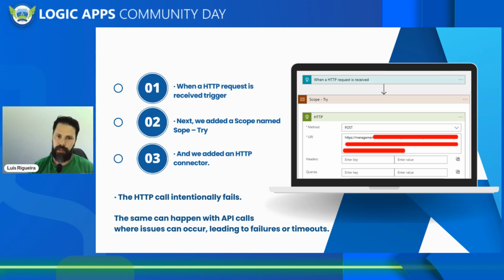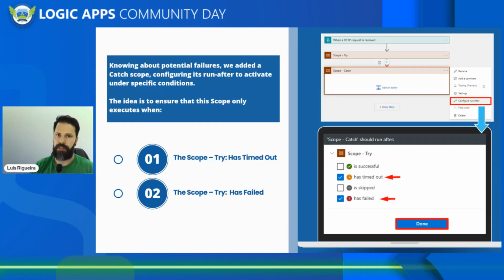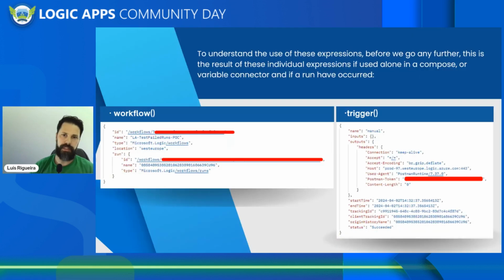The HTTP call intentionally fails. The same can happen with API calls where issues can occur, leading to failures or timeouts. Knowing about these potential failures, we added a catch scope and configured its run after to activate under specific conditions. The idea is to ensure that this scope only executes when the scope try has timed out and the scope try has failed.